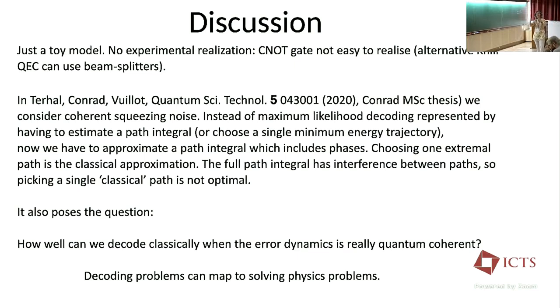So the point is that decoding at some level is reconstructing the quantum dynamics, but maybe not every aspect of it, because this would be hard. We'd need a quantum computer to do this. But it does pose a question: what kind of limits do we have on decoding? Because decoding is a classical thing, right?